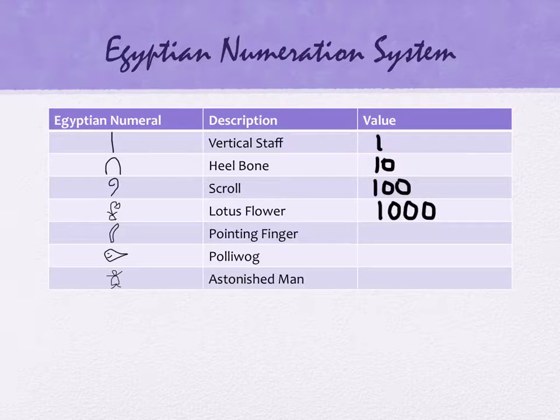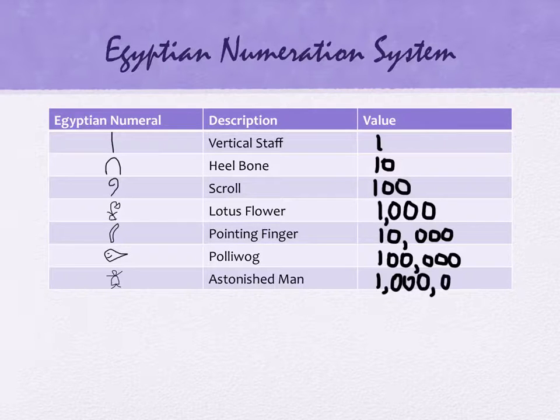The next one is a pointing finger. Well, it's worth 10,000. The next one is a pollywog, a burbot fish, or a whale. Different resources that I've used have called it different things. Your book calls it a pollywog. It looks like a fish, a little tadpole or something. It's worth 100,000. And the last one is an astonished man. I think he's astonished because he's worth 1 million. That's just my take on that.